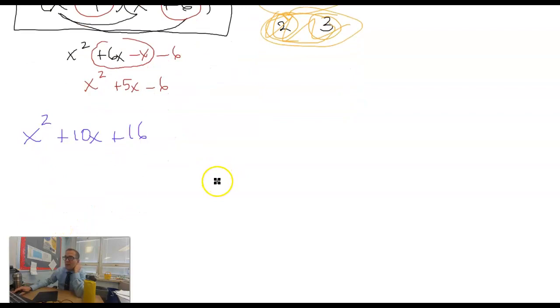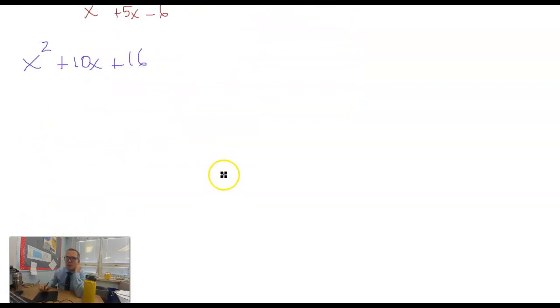The last one, maybe pause the video before I launch into my explanation. If you've paused but you're stuck, start by drawing a template and know that since it's just a simple x squared here, it's going to be x and x. And then you want to think about things that multiply to make one of these numbers and add to make the other. Do you remember which is which?